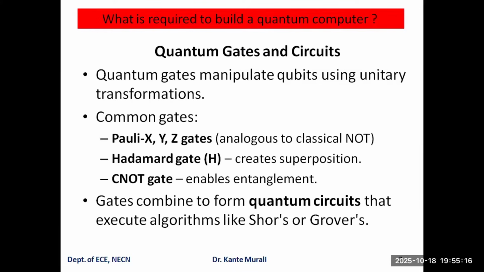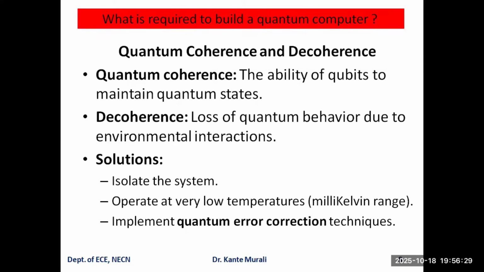Coming to quantum gates and circuits. In classical logic, we have AND, OR, NOT gates, whereas in quantum computing, gates are unitary operations that rotate the qubit state on the Bloch sphere. The common gates: the Pauli X gate is like a quantum NOT. The Hadamard gate creates a superposition, like our coin starts spinning. The CNOT gate entangles two qubits. When you connect many of these gates together, we form quantum circuits, which are building blocks of algorithms like Shor's and Grover's.